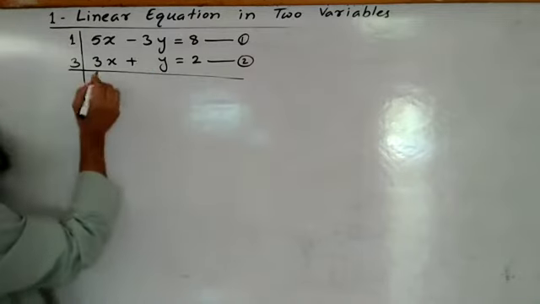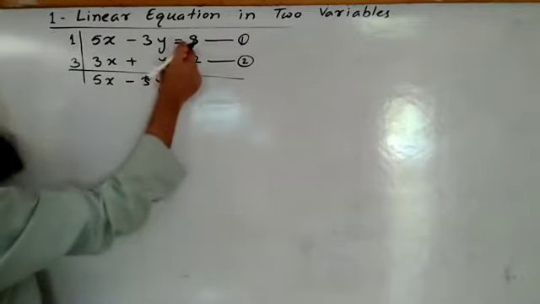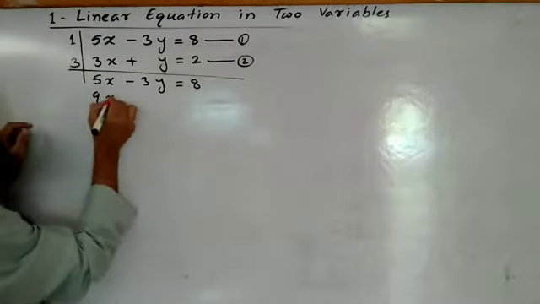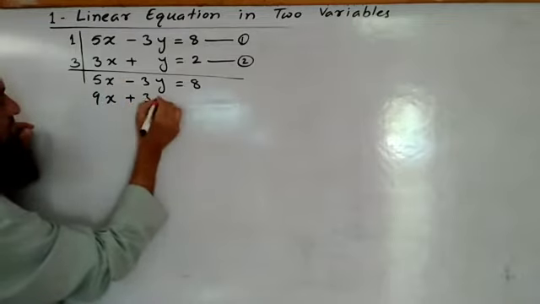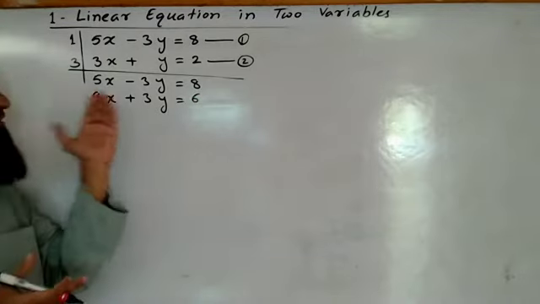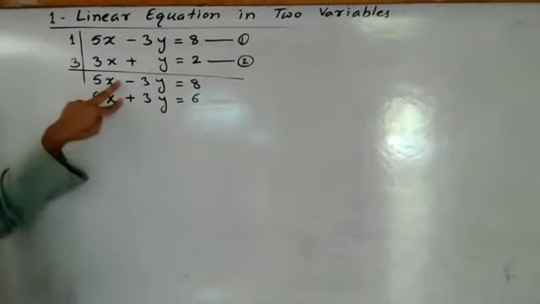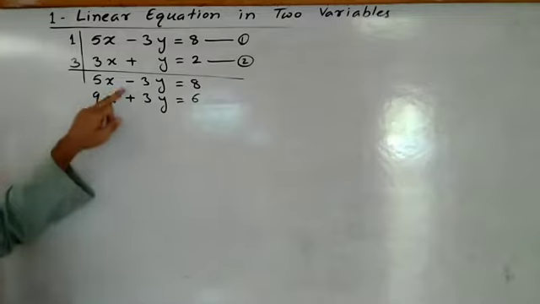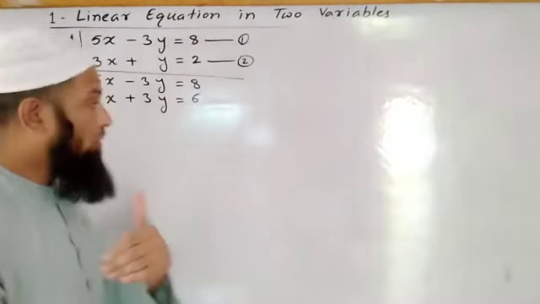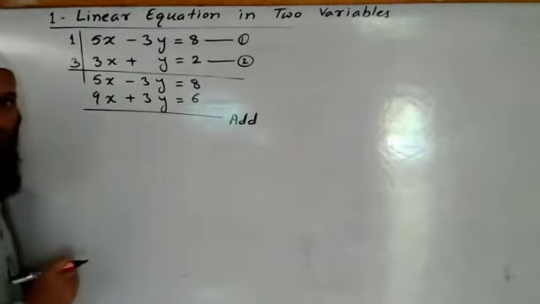So multiply now. 1 5s are 5x minus 1 3s are 3y is equal to 1 8s are 8. Now multiply this equation by 3. 3 3s are 9x plus 3 1s are 3y and 3 2s are 6. Now observe carefully. They have different signs, same coefficients. Now they get eliminated very easily. What to do? Simple. Just add these equations.